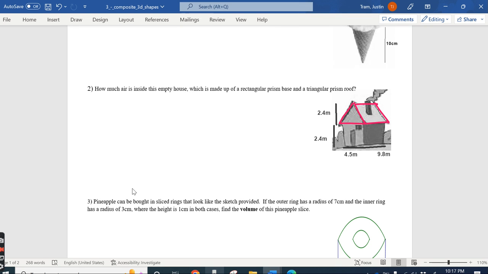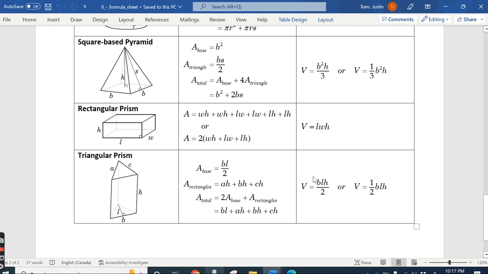And at the base, this is a rectangular prism, which is right here. And again, looking at volume, which is just length times width times height.